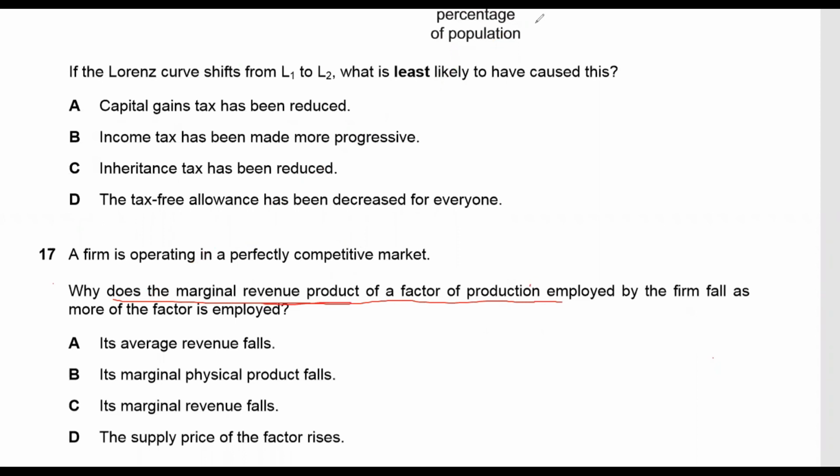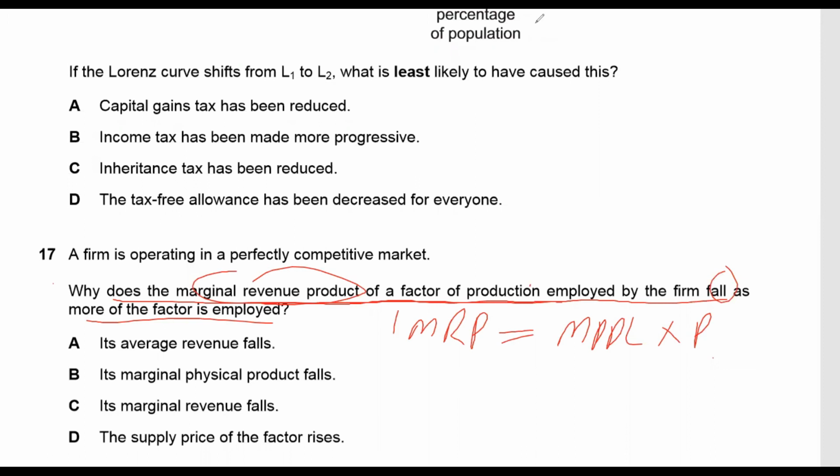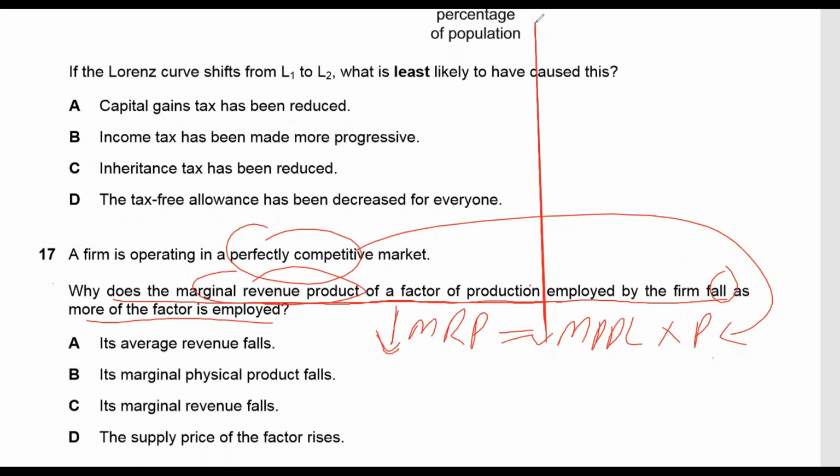Why does the marginal revenue product of a factor of production employed by the firm fall as more of the factor is employed? If we apply the formula, marginal revenue product of labor is equal to marginal physical product of labor times price. The examiner says that marginal revenue product is falling. If the left-hand side is decreasing, meaning marginal revenue product is decreasing, and we know that in a perfectly competitive market there is no change in price, then on the right-hand side there are two variables, MPPL and P. P cannot change because it remains fixed. So the only variable that can cause this decrease in marginal revenue product is the marginal physical product of labor. If marginal physical product of labor falls, then definitely marginal revenue product will also fall. So B is the correct answer.